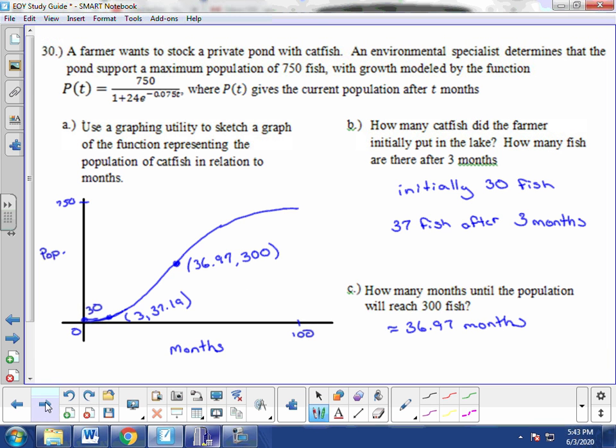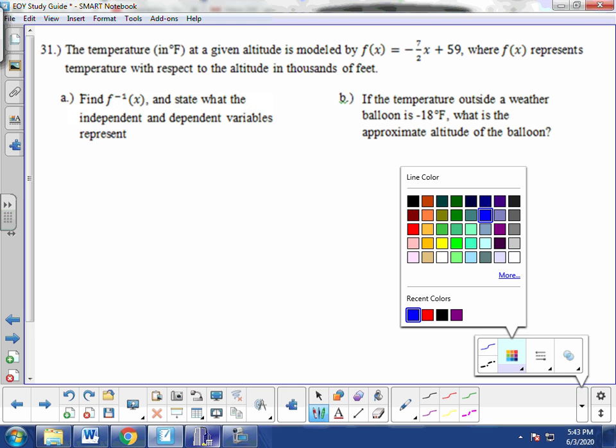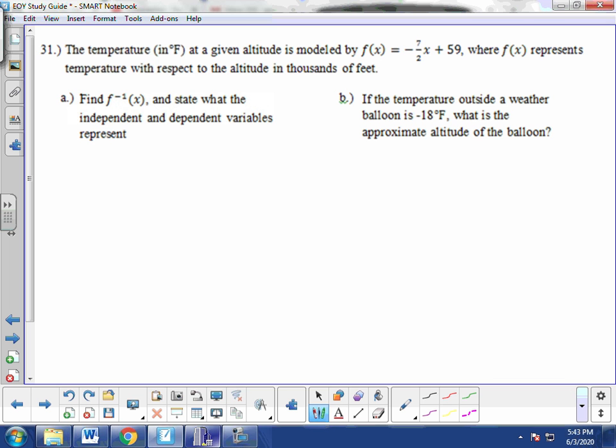Let's go ahead and look at problem number 31. It says the temperature in Fahrenheit at a given altitude is modeled by f of x, where f of x represents the temperature with respect to the altitude in thousands of feet. Find the inverse of f of x and state what the independent and dependent variables mean. So the inverse of f of x, we would want to switch x and y. We had some examples of this earlier. In earlier notes, we'd want to switch x and y and then solve for y.